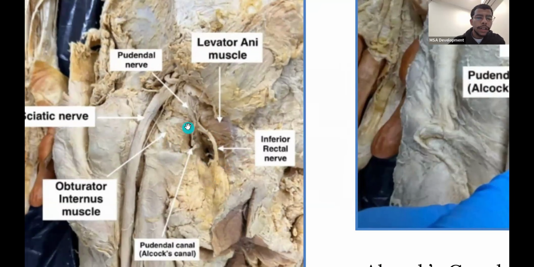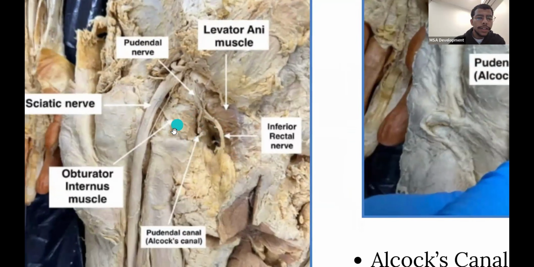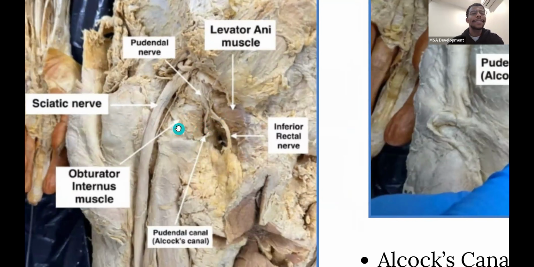Now here, if you guys can see this muscle, honestly I hate wet lab pictures because you really can't see anything. I mean, you just have to convince yourself when you're seeing things. However, this right here is the obturator internus muscle. And this is the ischium. So obturator internus. And then we said that something passes here.